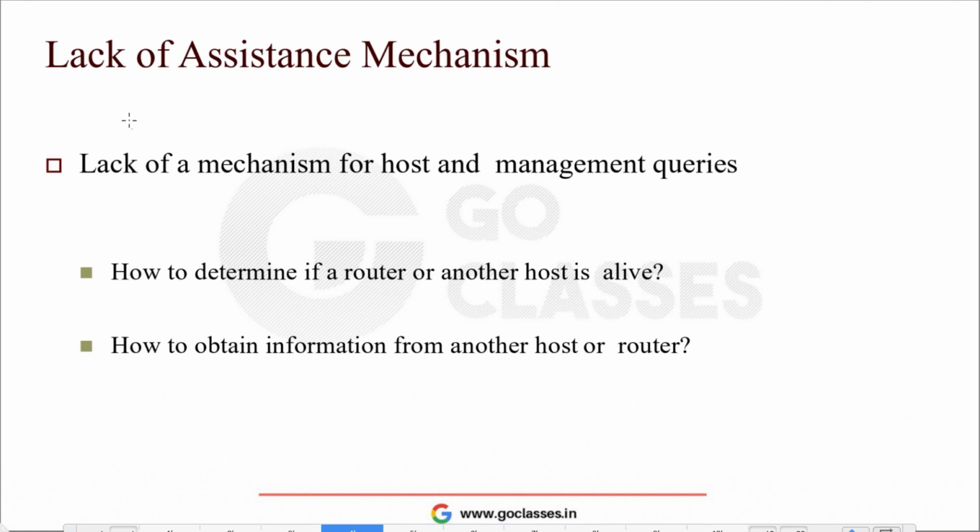And there is something called assistance. Suppose there are two routers and I want to check whether this particular router is alive or not. Suppose I'm using DVR and I have not heard any distance vector from it for some time, and I just want to check whether everything is okay with this router. So I will send an ICMP message, called an ICMP query message or ICMP hello message, to check if the router is alive. Or maybe I want to get some information from another host or router.